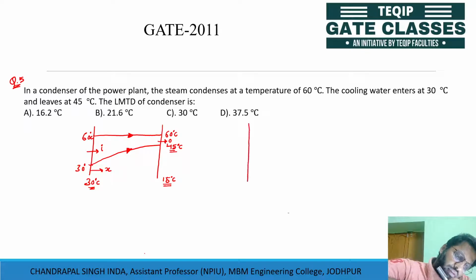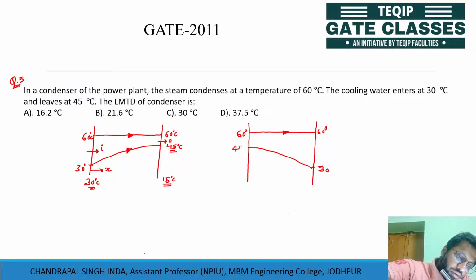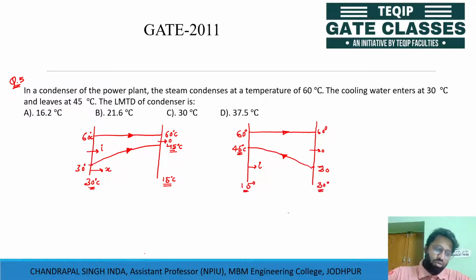Similarly, if we have the counter flow heat exchanger, then the fluid will enter from the opposite direction, 30 and 45 degrees centigrade. So the temperature difference at inlet is 15 degrees centigrade and at outlet is 30 degrees centigrade. So the value of LMTD for both cases is going to be the same.